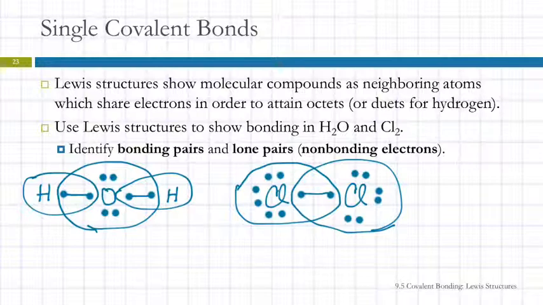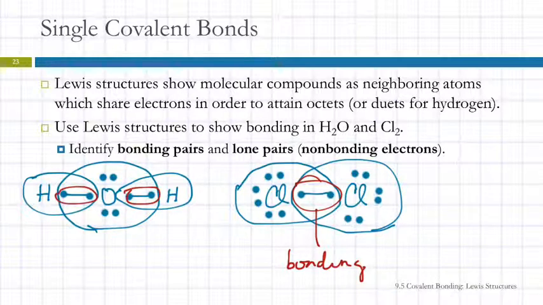So in these Lewis structures, we have some electrons that are part of a bond, that are being shared. We have some electrons that are not being shared. They're not part of a bond. So we need to learn how to identify those. So these guys right here, they're shared between 2 atoms. Those are bonding electrons. And then over here, bonding electrons, or bonding pairs, right?